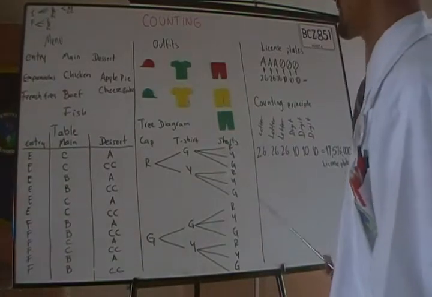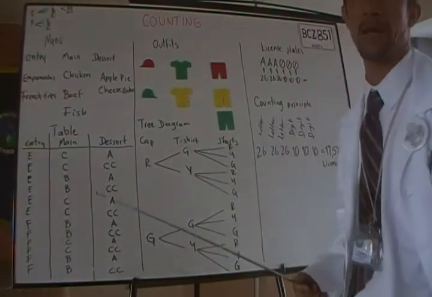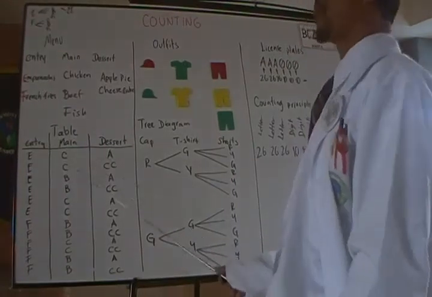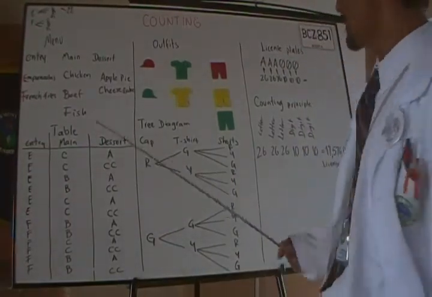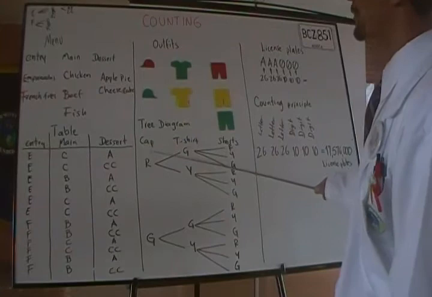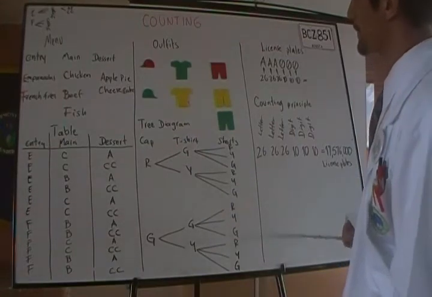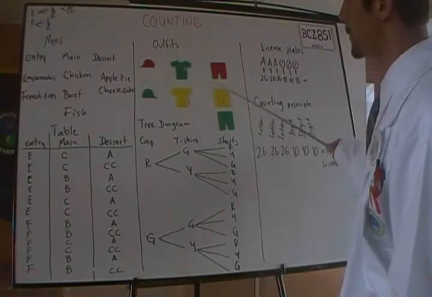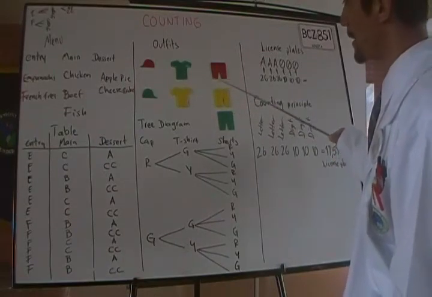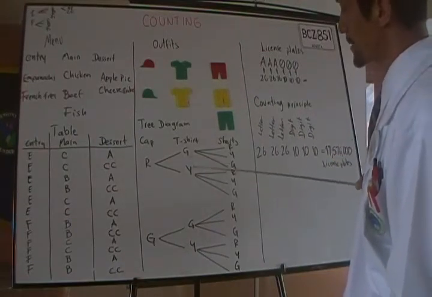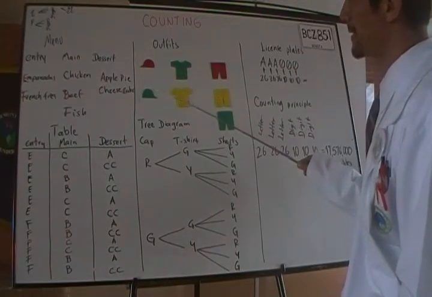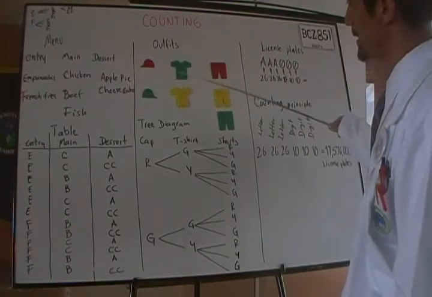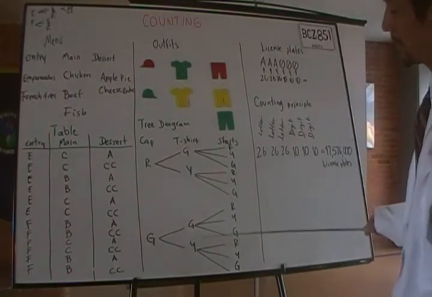And in this case, I'm going to organize this in a tree diagram. Of course, I can also organize this tree diagram in a table, or this table in a tree diagram. So for the cap, I have 2 possibilities, red and green. If I select red, I have 2 possibilities for t-shirts. Those are green and yellow. Something similar happens if I select green cap. I have 2 possibilities for the t-shirts, green and yellow.